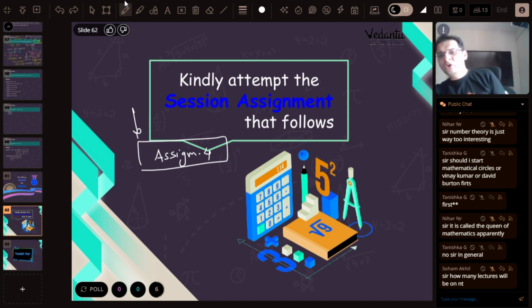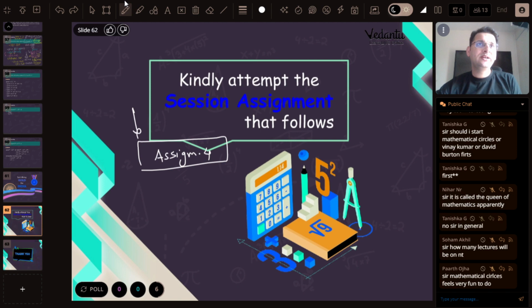How many lectures? Soham, you can check your schedule, no? So I think there are... we'll be doing congruence and then Fermat and Euler theorem, followed by Wilson and CRT, followed by squares and primes, Diophantine equation, base system, induction we are going to do, and then a session on problem solving. So around 9-10 lectures. Yes, Mathematical Circles is an amazing book.